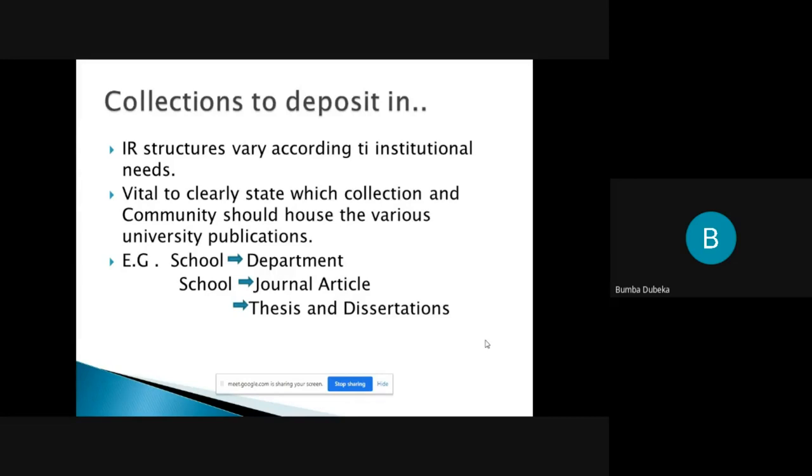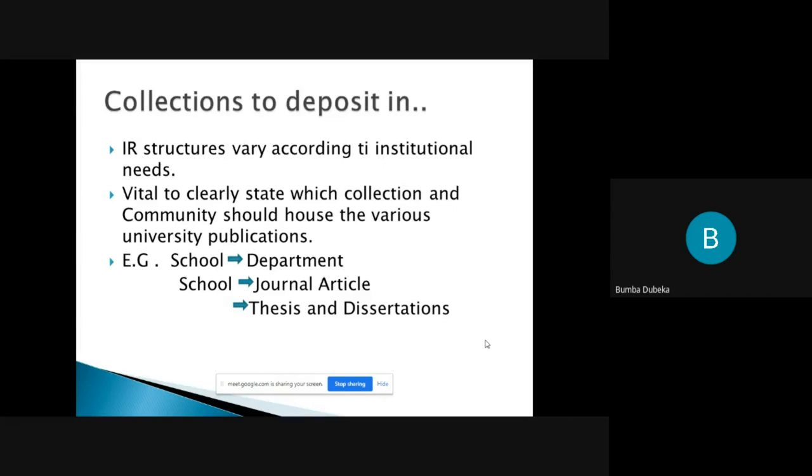For ZCAS, we are literally just growing, and we have about three schools currently running. So what we have on our repository, we have structured according to schools. That is the School of Business, the School of Social Sciences, and the School of Information Communication Technology.